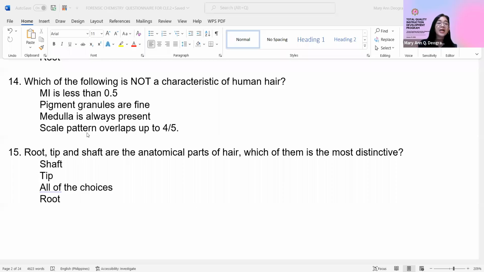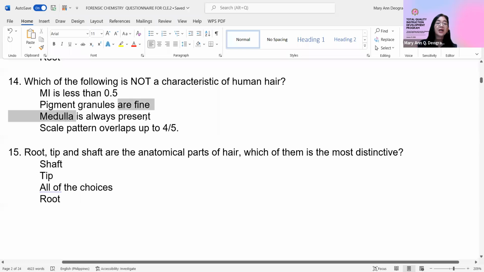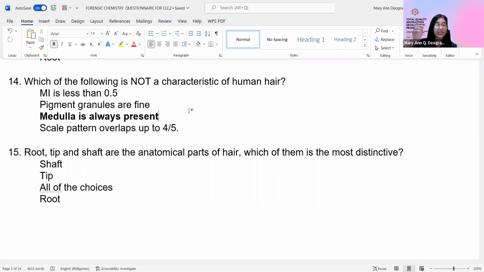So medulla is always present. This characteristic, guys, is for animals. Wala kasi halos, no? Or almost all human hair do not contain the medulla. So kalbo yung sa gitna ng hair as observed under the microscope.